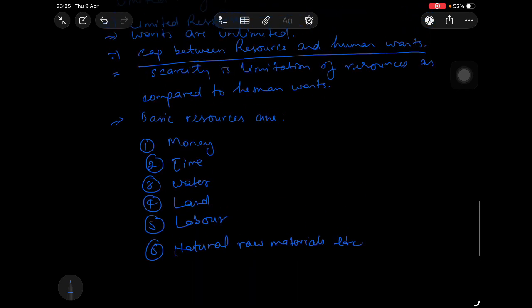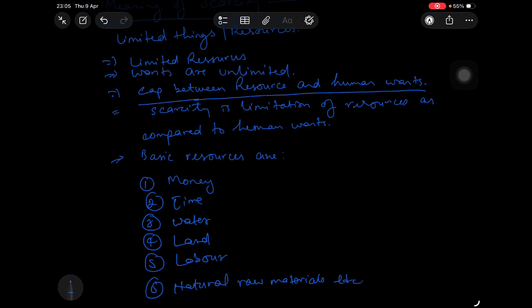तो दिस इज व्हाट स्कार्सिटी. स्कार्सिटी मीन्स क्या, कि जो आपका रिसोर्स है और आपका जो ह्यूमन नीड्स है, दोनों के बीच एक गैप है. Means you cannot fulfill all your needs, you cannot fulfill all your wants, so you have to use your resources very wisely, very sincerely, in optimum way, so that you can satisfy your maximum needs and maximum wants with your limited resources, because there is a scarcity, there is a limitation of the resources.